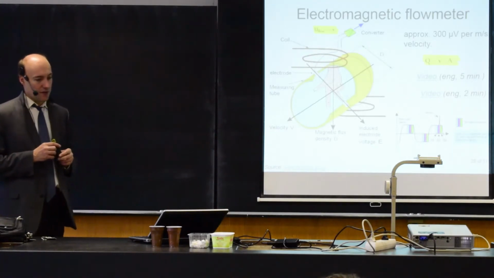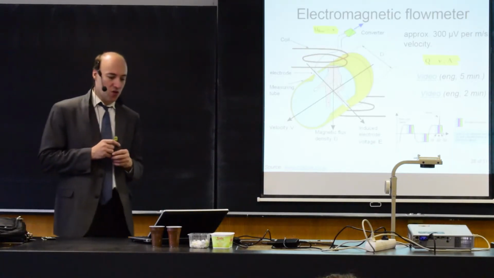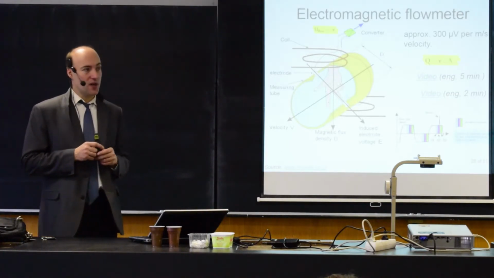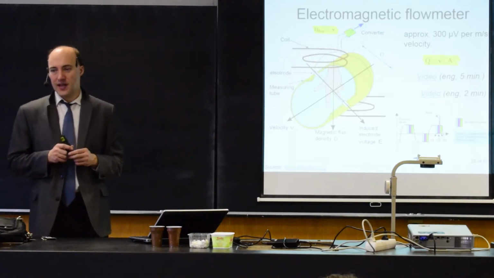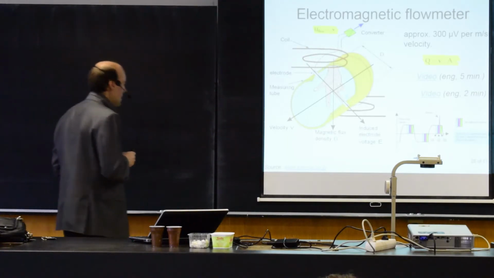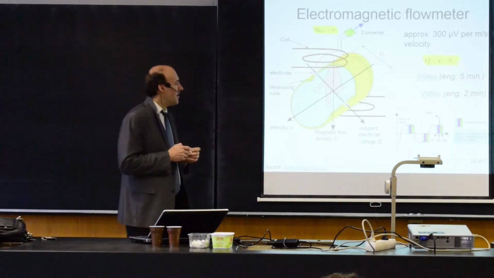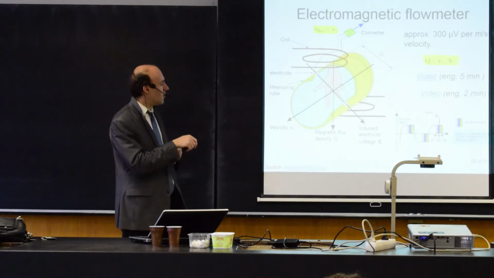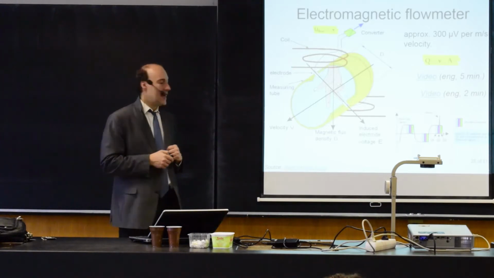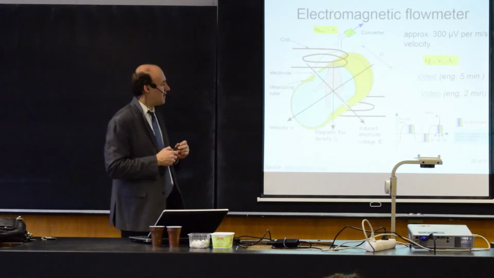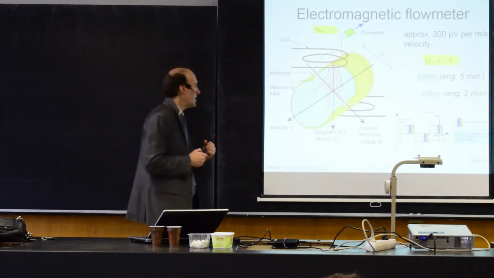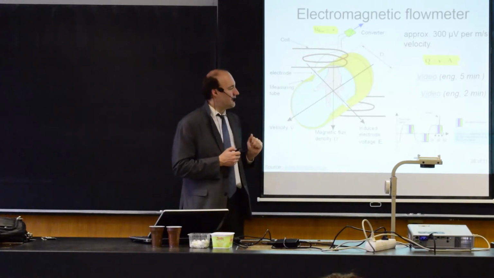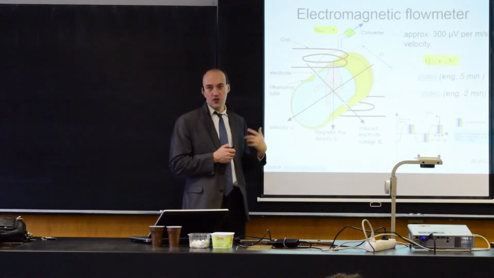The electromagnetic flow meter is good only for liquids, and the liquid needs to be conductive. The principle is quite easy. You have a magnetic field that is created by a coil or by a permanent magnet. And when you have a conductive liquid that is moving inside this magnetic field, you will get induced voltage.